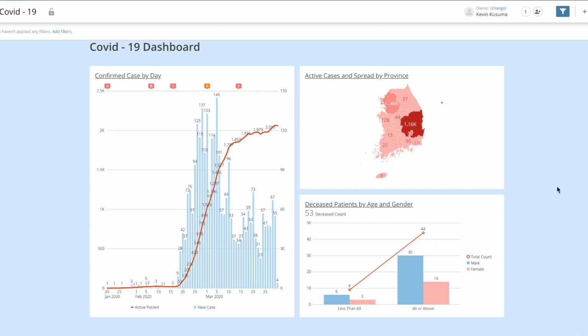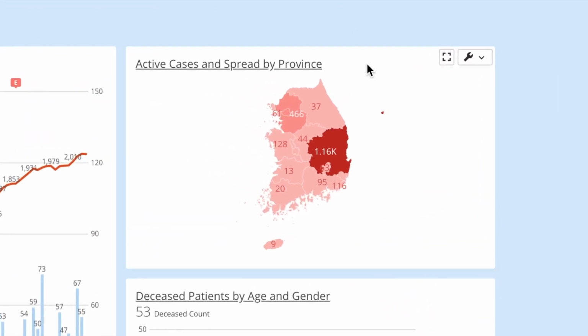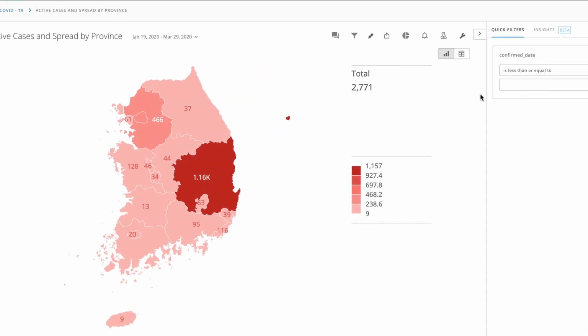how the virus spread, and how to contain it. Let's go to the second card, which is the one at the top right. This card will show you the spread of the virus in regions in South Korea by date.